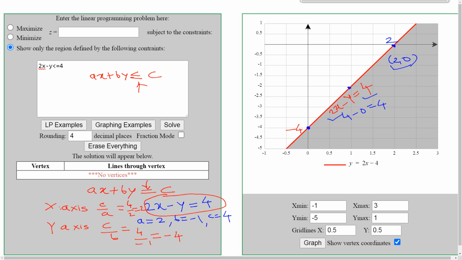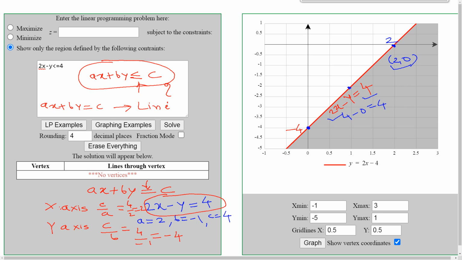But now the question is, what is the geometrical interpretation of this inequality? Let me repeat it. ax plus by is equal to c represents a line. But what does this inequality represent geometrically? That we have to understand. So geometrically, it is collection of all those points (x, y) which will satisfy this inequality ax plus by is less than or equal to c. So 2x minus y is less than or equal to 4.